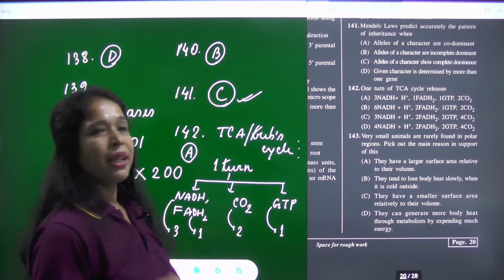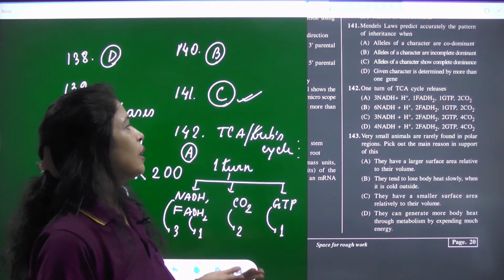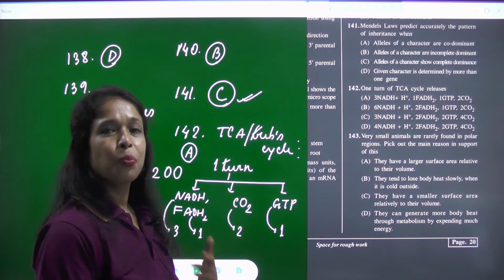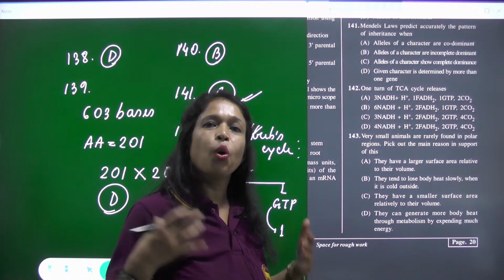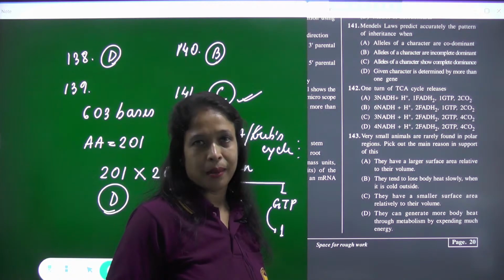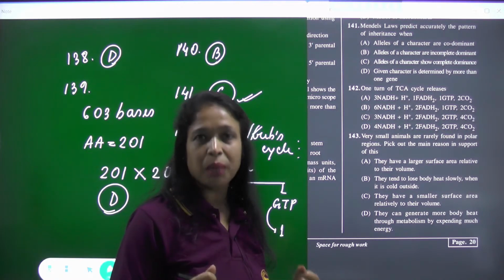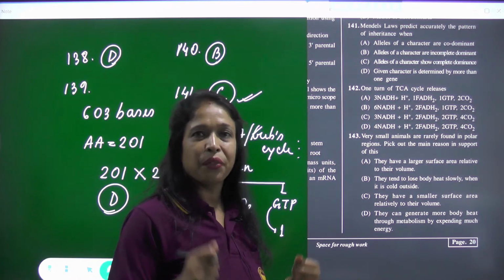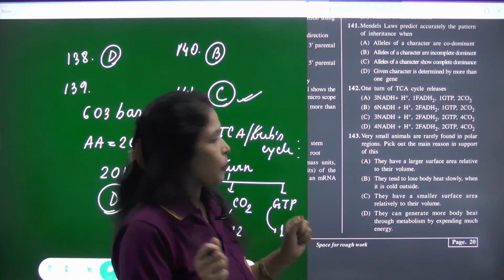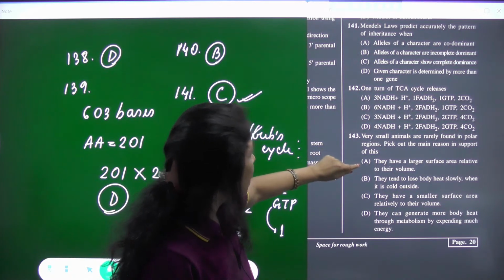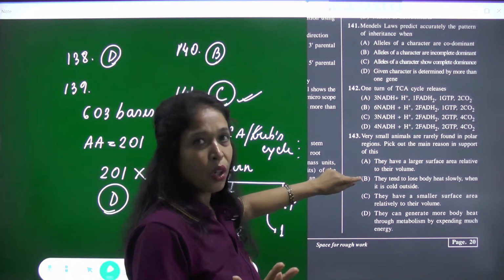Very small animals are rarely found in polar regions. Pick out the main reason in support of this. Correct: the smaller the size of the animal, the higher the surface area, more chances of heat loss, right. This is the reason why small sized animals cannot survive in polar areas. So what happened? They have a larger surface area. Yes, larger surface area, more heat loss will be there.